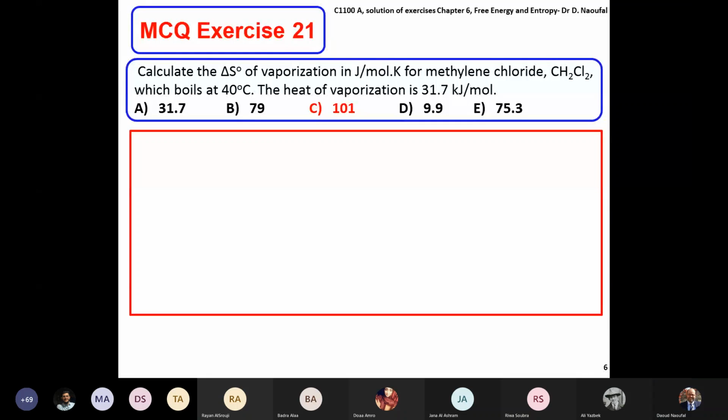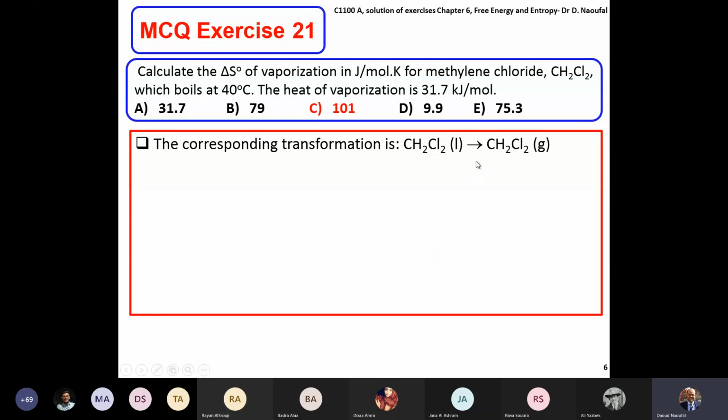MCQ 21. Calculate delta S0 of vaporization in joule per mole per Kelvin for methylene chloride, CH2Cl2, which boils at 40 degrees. The heat of vaporization is 31.7 kilojoule per mole. So first of all, we write the transformation. We have methylene chloride, or dichloromethane, liquid that is transformed to methylene chloride gas.